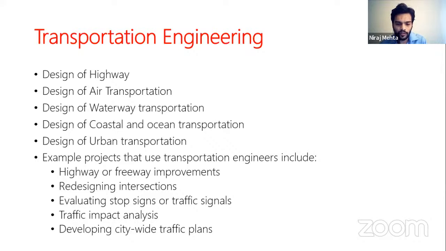Some example projects that use transportation engineers include highway or freeway improvements, redesigning intersections, evaluating stop signs or traffic signals, traffic impact analysis, and developing citywide traffic plans. As we see in our curriculum, we have learned these details: what is traffic impact analysis, what should be the safe sight distance, the stopping sight distance, what is the capacity of a road, and how many vehicles it can take through. We have learned this in our curriculum, but what you are able to see on your screen is the practical application of the transportation engineer.